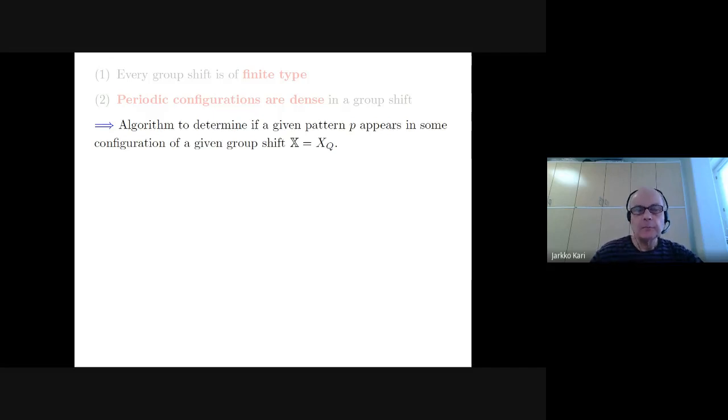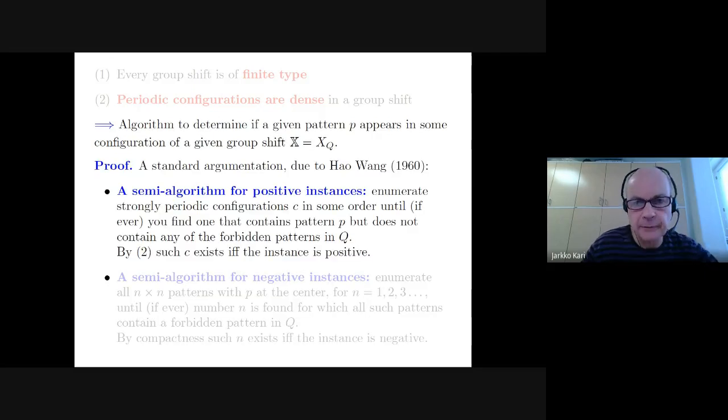Okay. So notice that, of course, when you are forbidding some set of patterns and defining a subset of finite type in this way, there are also some other patterns that get forbidden by this fact. And in general, for arbitrary subsets of finite type, there's no algorithm to tell for a given pattern if it got forbidden or not. But for group shifts, we can actually tell if a pattern appears in the group shift or not. I have here a small argument for that. Maybe I can briefly tell this, even though it's a bit technical.